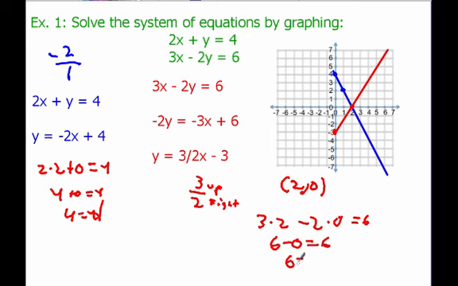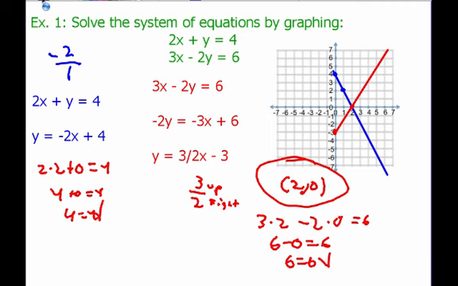6 minus 0 is 6, so I get 6 equals 6. Works for that one. So my answer is (2, 0). It is just this point here where they intersect. So that's all we have to do to solve these by graphing: graph them both on the same coordinate plane and find the spot where they cross.